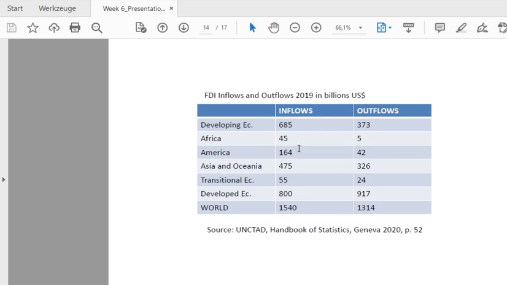In Latin America, you have a much lower volume of outflows, as you also have in Africa. And you have a much higher volume of inflows. The same happens in Africa. So this is the distribution of capital in the world in the year 2019. Of course, outflows and inflows change every year. And during the pandemic, outflows were much lower, so inflows also were much lower.